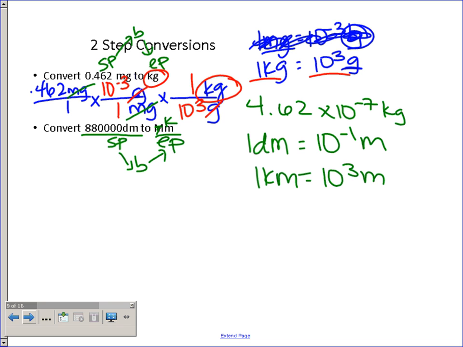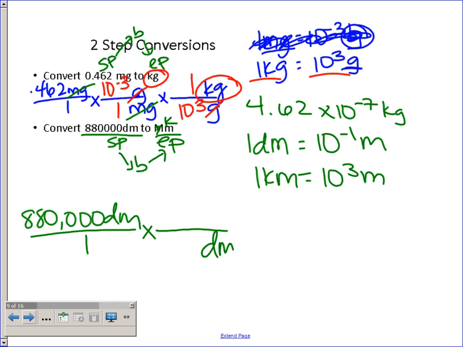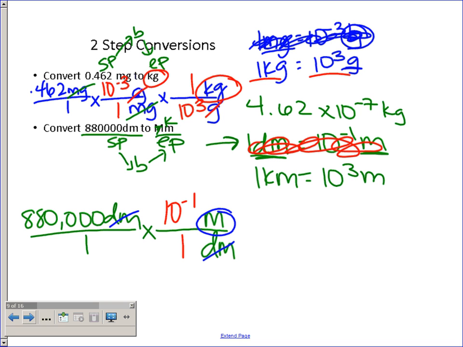Once I have my equivalence measures, take my starting point, put it over 1, because it always goes over 1. My starting unit is decimeters, so I need decimeters on the bottom. Find the equivalence measure that has decimeters in it. So if decimeters is on the bottom, meters has to be on the top. Plug in what belongs with what. 1 decimeter, 10 to the negative first, and now I've used that equivalence measure. Decimeters cancel, I'm in meters.